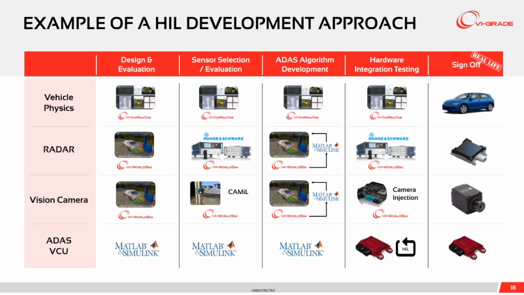Then I move on to I want to start selecting sensors and evaluating physical sensors potentially. And this is where we can start bringing more hardware into the loop. So I still have my vehicle physics being simulated because I don't have a real vehicle I want to test on. But we can start bringing in the Rohde & Schwarz hardware for radar simulation. We can start bringing in a physical camera in the loop or camera hardware in the loop capability integrated with WorldSim. And again, using MATLAB and Simulink to develop the control algorithm.